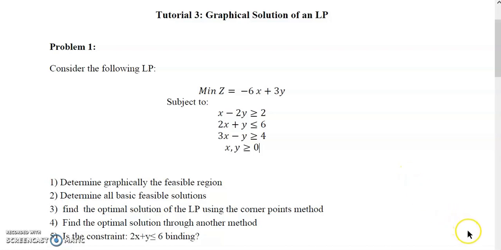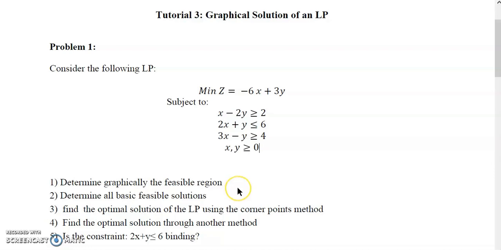Hello, this is part 1 of the graphical solution method. We're going to be working on problem 1. It is a minimization problem with 3 constraints in addition to the non-negativity constraints. And the first question is to determine graphically the feasible region.